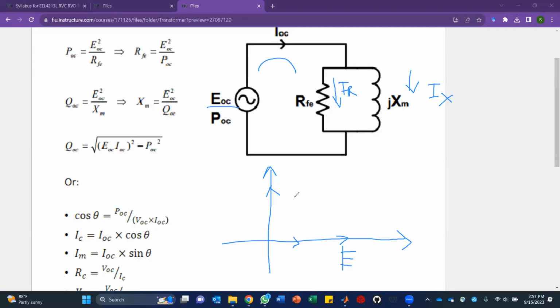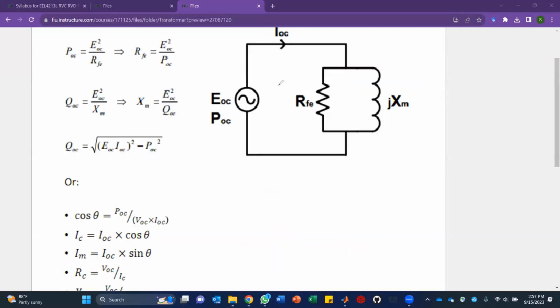You need to draw it by yourself, and you need to draw it with the knowledge of scaling. Because the amount of EC or VOC is much larger than, for example, the current that is passing through this resistor. So you need to be careful about the scaling.